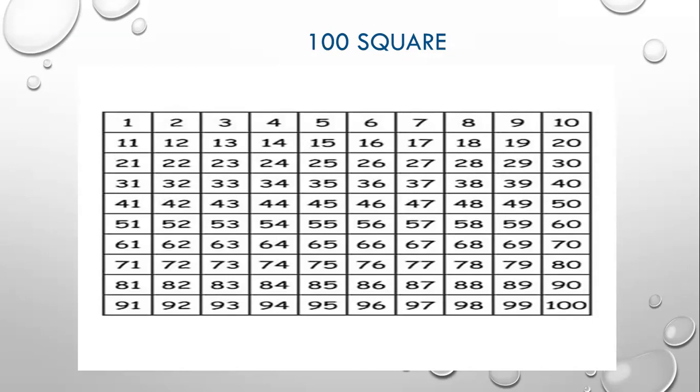Okay, so in 100 square, you see that when we count in tens, 10, 20, 30, 40, 50, 60, 70, 80, 90, and 100. Okay, this is called counting in tens. When we are counting in twos, what will it be? 0, 2, 4, 6, 8, 10. Like this, we are counting in twos. When we are counting in 5, what are we going to do? 1, 5, 10, 15, 20, 25, 30, 35, 40, 45, 50, 55, 60, 65.